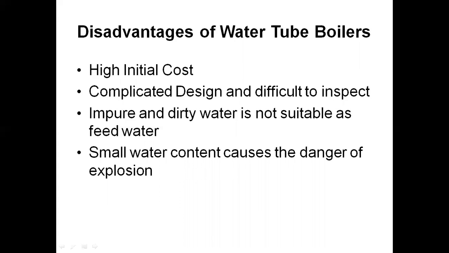The initial cost of a water tube boiler is higher. It has a complicated design and is difficult to inspect. For removal of anything, it is very difficult to inspect. Impure and dirty water is not suitable as feed water. Here we should use pure water, and we have to maintain the purity of water in the boiler.